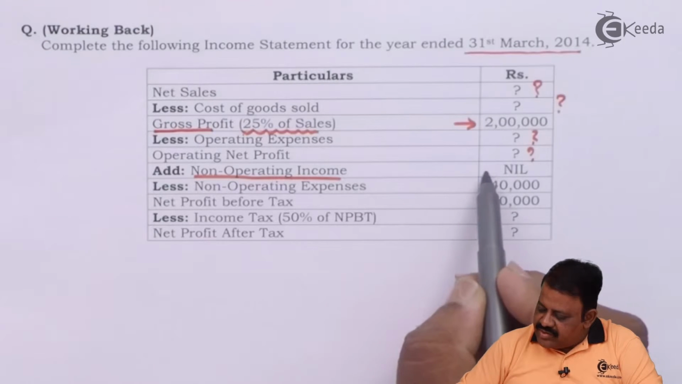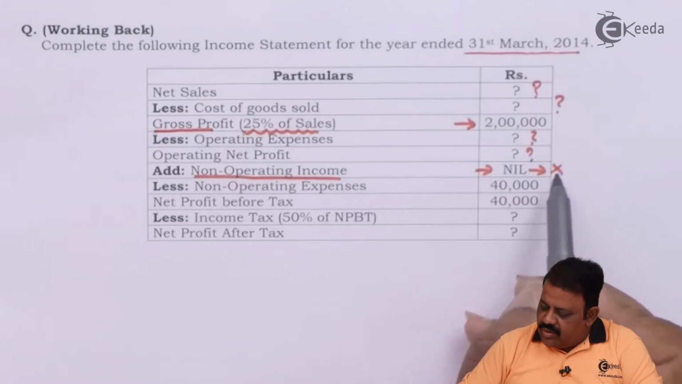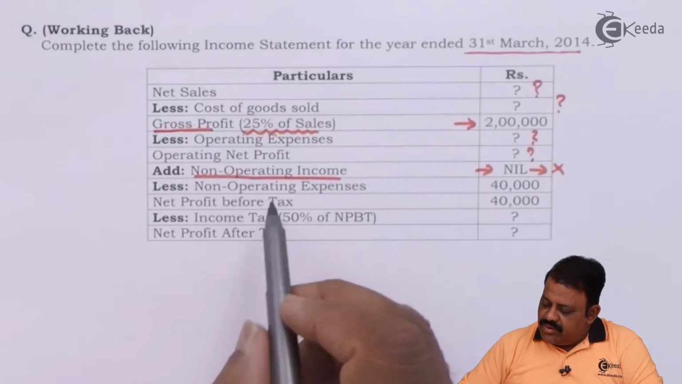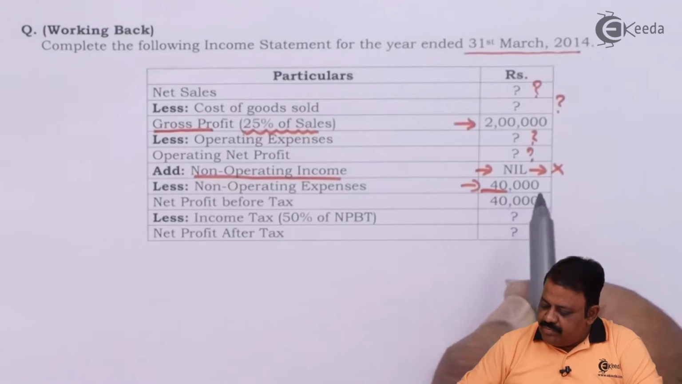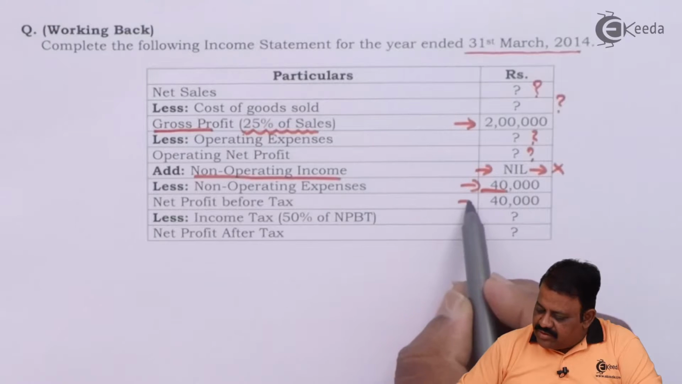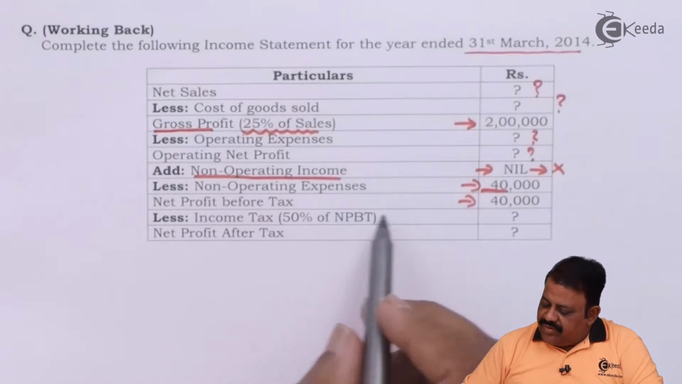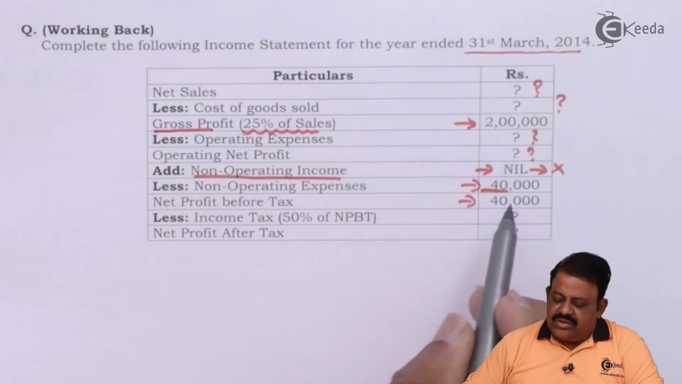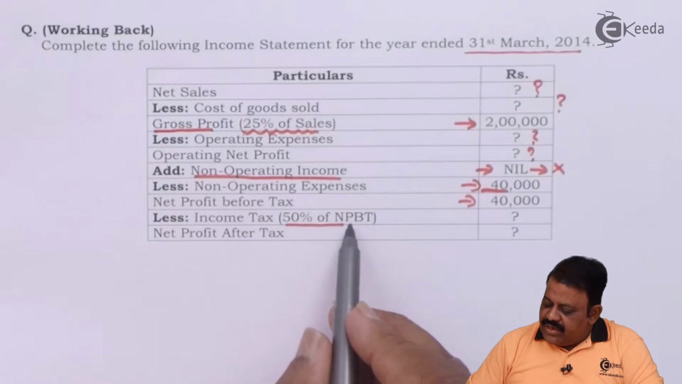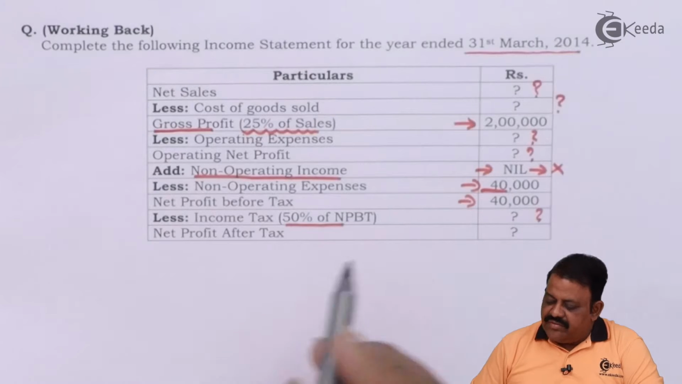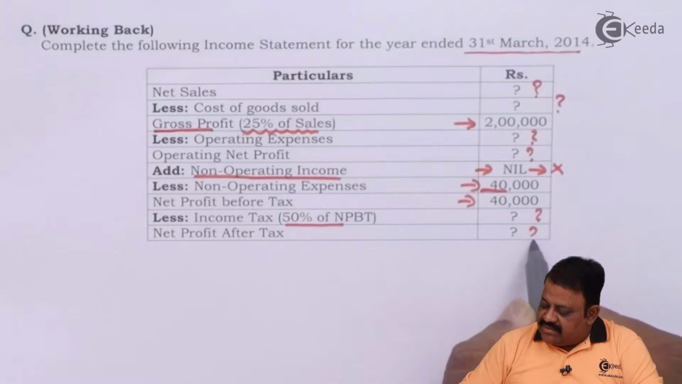Non-operating income, they have said nil, so there will not be any non-operating income. Non-operating expenses are given 40,000. Net profit before tax is also given 40,000. Less income tax, 50% of net profit before tax, is not given. Net profit after tax is not given.